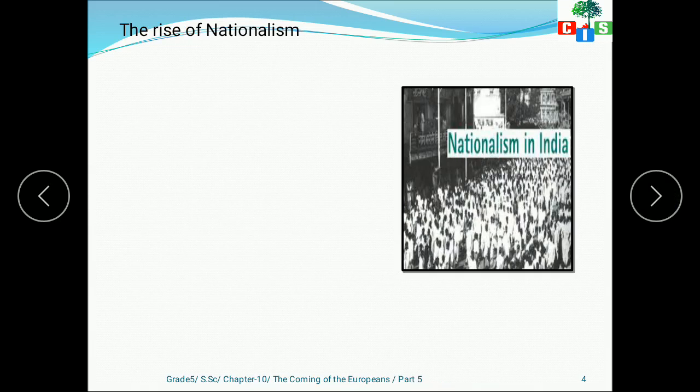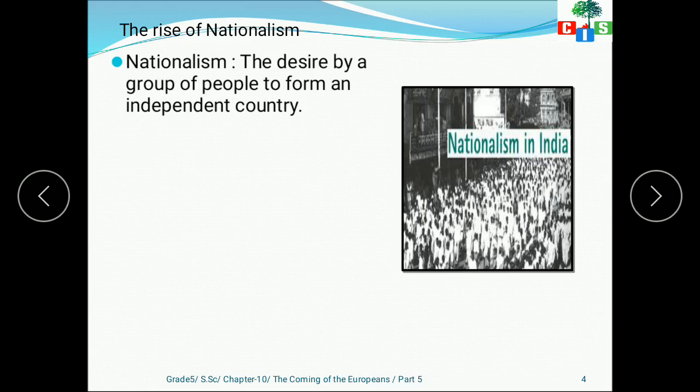So the rise of nationalism. What is nationalism? Nationalism means the desire by a group of people to form an independent country. Fine. Now what happened after the revolt of 1857, the people of India realized that they all must come together to fight their common enemy. And who was the common enemy? The Britishers. Okay, so all the people belonging to different regions, different religions, came together. Fine. And they fought against the Britishers.